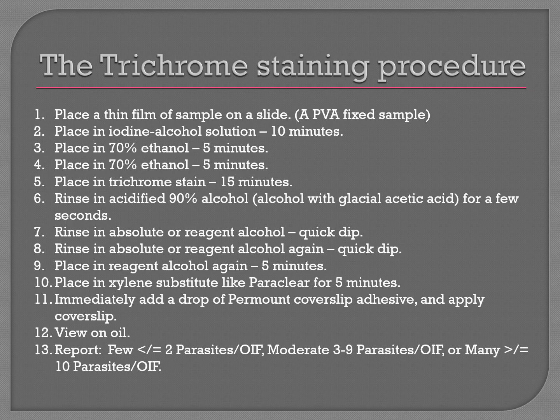After that's dried, we can put it in an iodine alcohol solution for 10 minutes. Then we're going to place it in 70% ethanol for 5 minutes, and then in another 70% ethanol for another 5 minutes. Then we place it in the trichrome stain. After we place it in the trichrome stain, we use the acidified alcohol to decolorize the slide. We're going to rinse it in absolute reagent alcohol by using quick dips, and then finally rinse one more time in absolute alcohol for about 5 minutes.